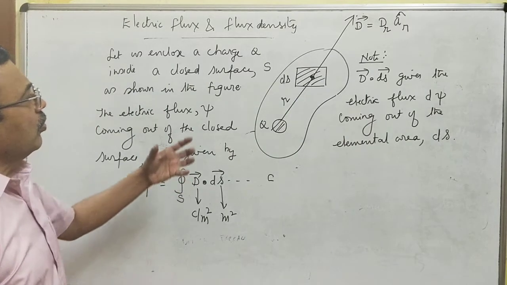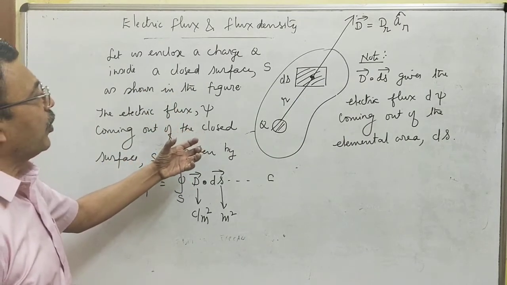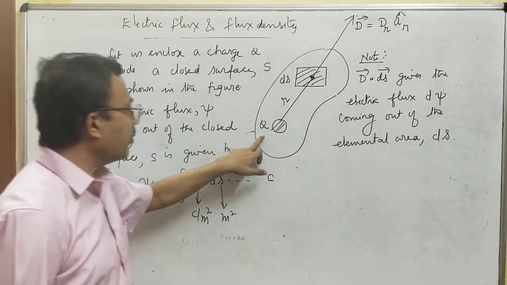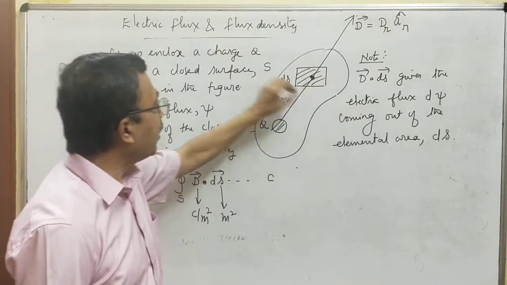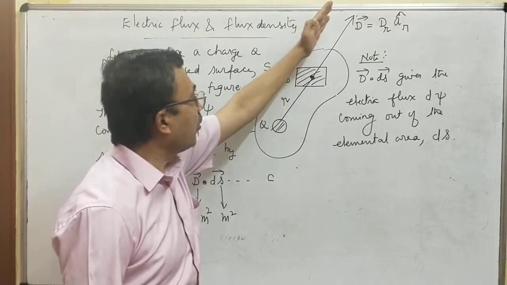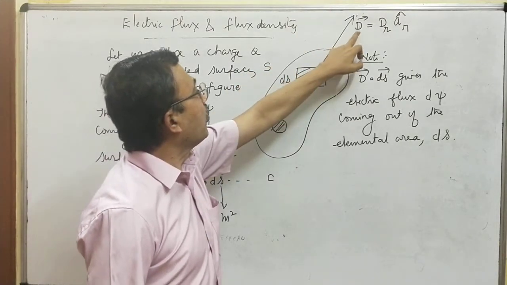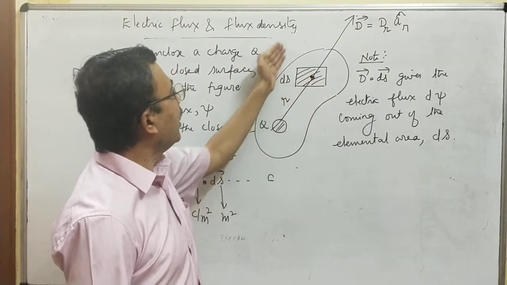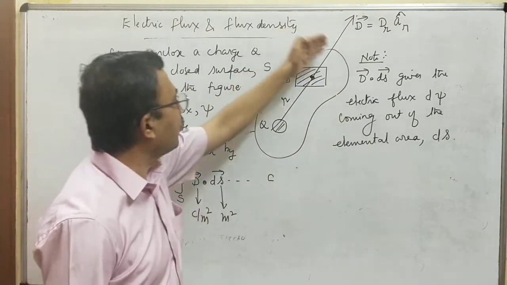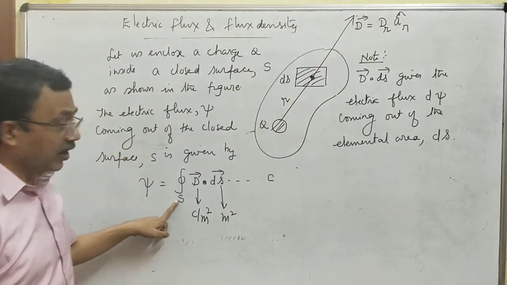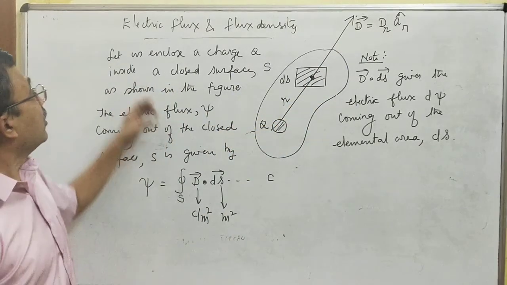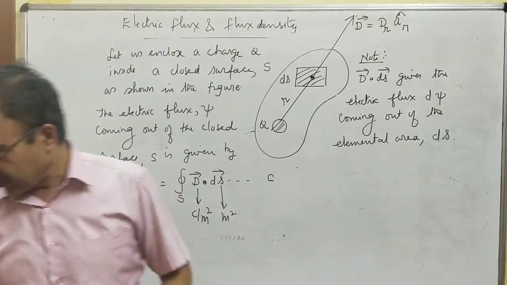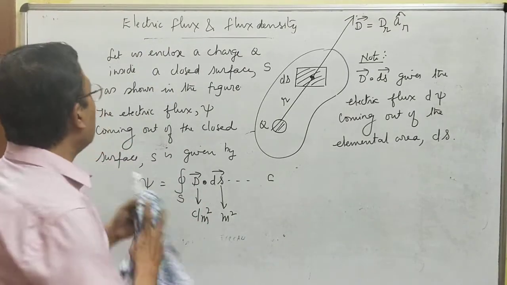So if you want to understand the concept of flux coming out of a closed surface, you have to enclose a charge, then you have to take an elemental area, find the direction of vector D, multiply vector D and ds using the dot product, then integrate over the closed surface. This closed surface integral is a double integral. This is the concept of electric flux and electric flux density. Next I will go to Gauss law.